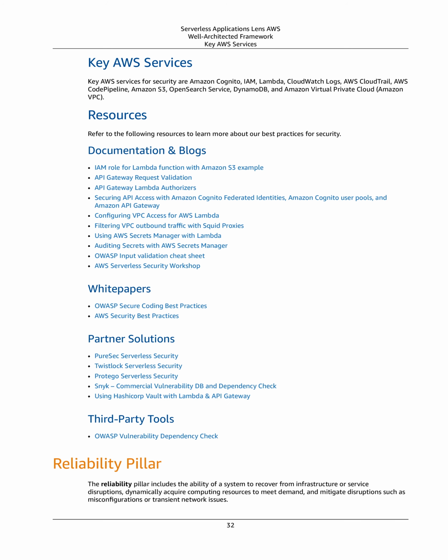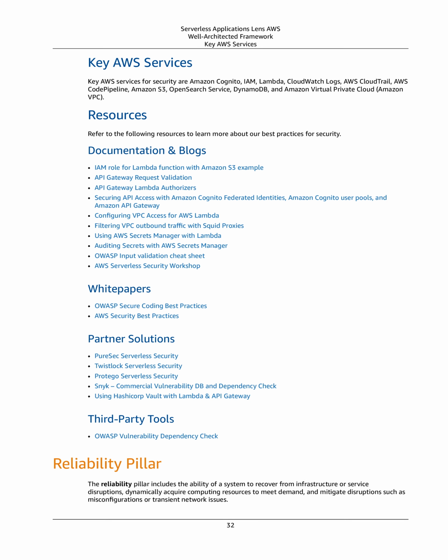Key AWS services for security are Amazon Cognito, IAM, Lambda, CloudWatch Logs, AWS CloudTrail, AWS CodePipeline, Amazon S3, OpenSearch Service, DynamoDB, and Amazon Virtual Private Cloud, Amazon VPC.